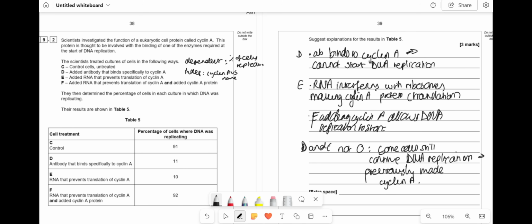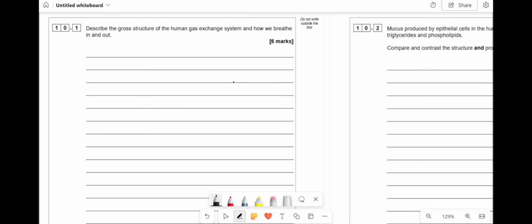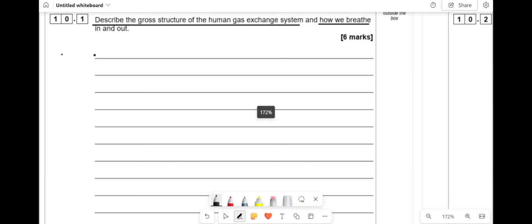This question then says, describe the gross structure of the human gas exchange system and how we breathe in and out. The examiner report says that lots of people just didn't talk about that, and very few people talked about the gross structure. There were loads of answers talking about alveolar epithelium, gas exchange, and tracheoles as well. Tracheoles aren't even in humans. The question has asked, describe the gross structure of the human gas exchange system, and then how do we breathe in and out? So answer just that.